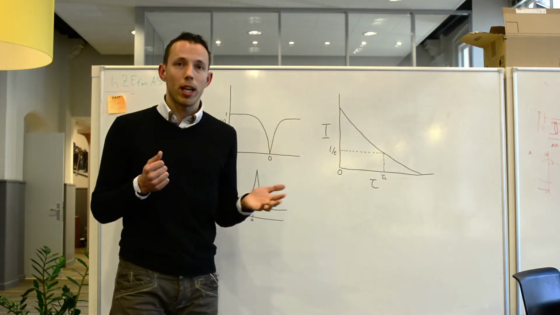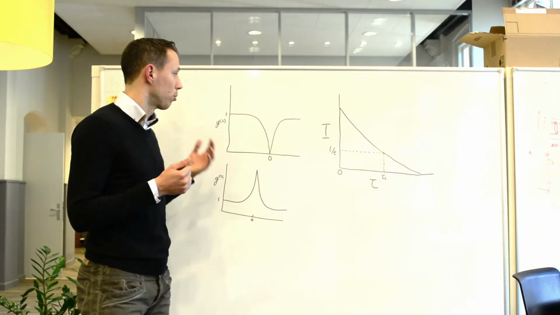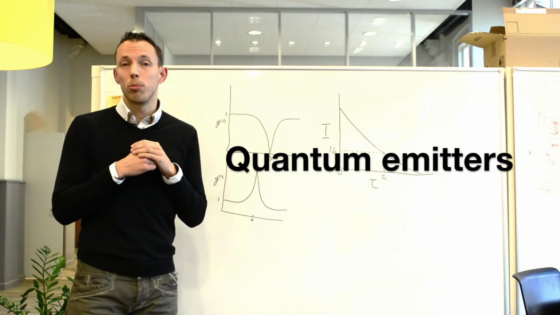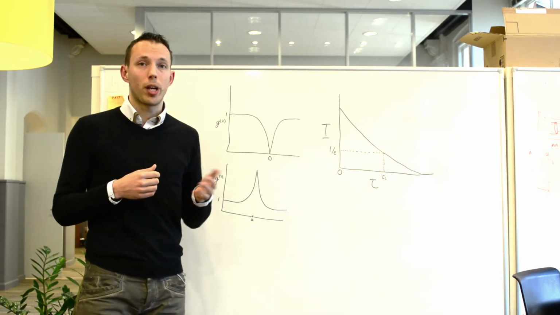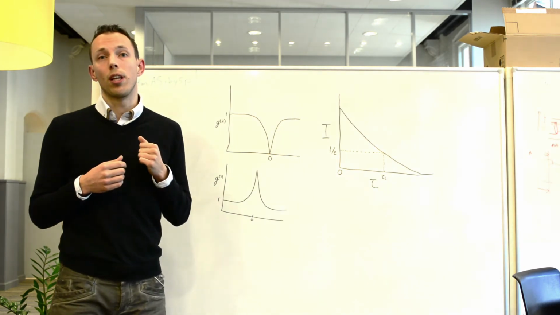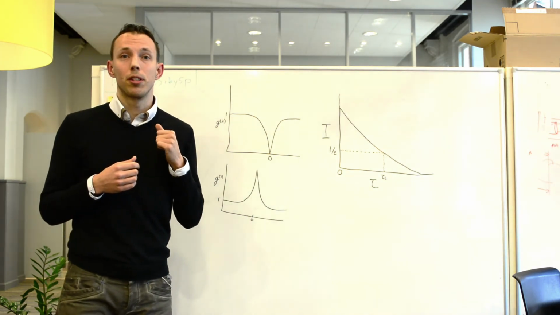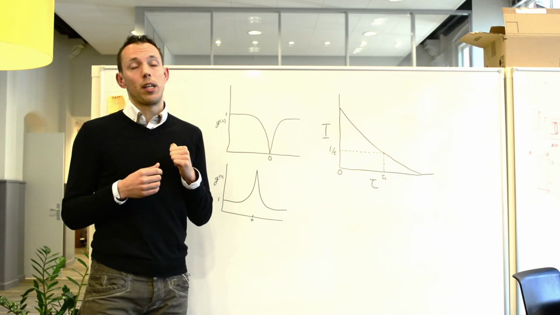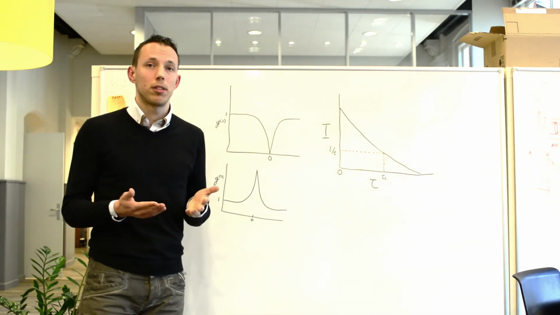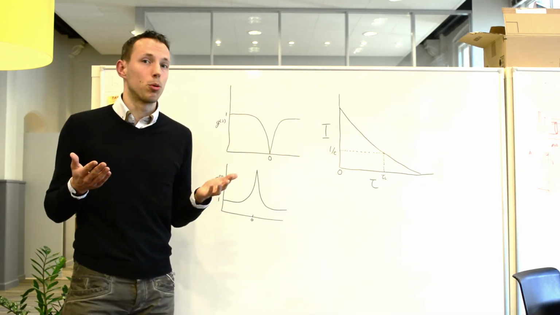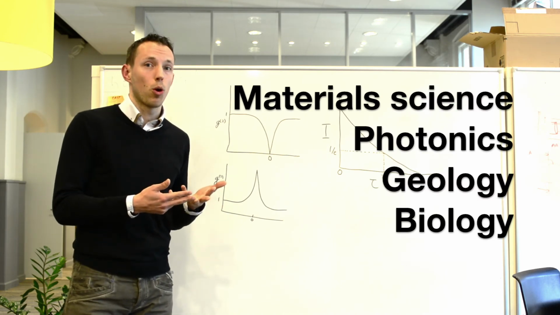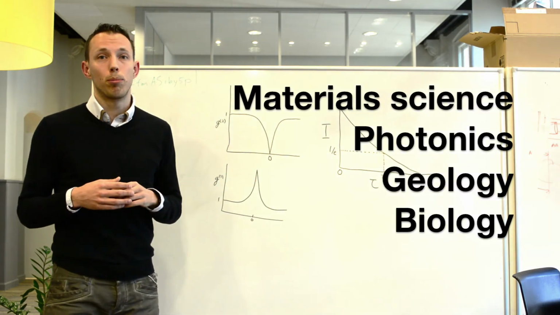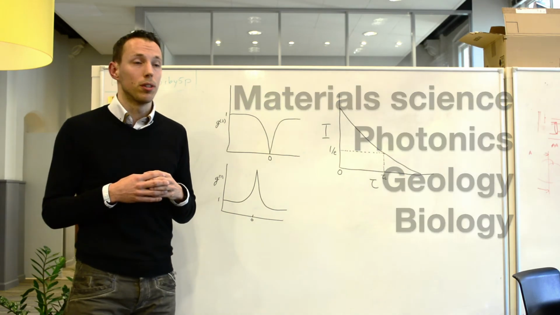The G2 analysis can, for example, be used to look at quantum emitters to see how they behave. And from the G2 analysis, you can also get an idea of the lifetime of the emitter, even in a continuous electron beam. To summarize, these techniques can be used in materials science, in photonics, and maybe even in geology and biology. And so it's a very broad technique and very general.